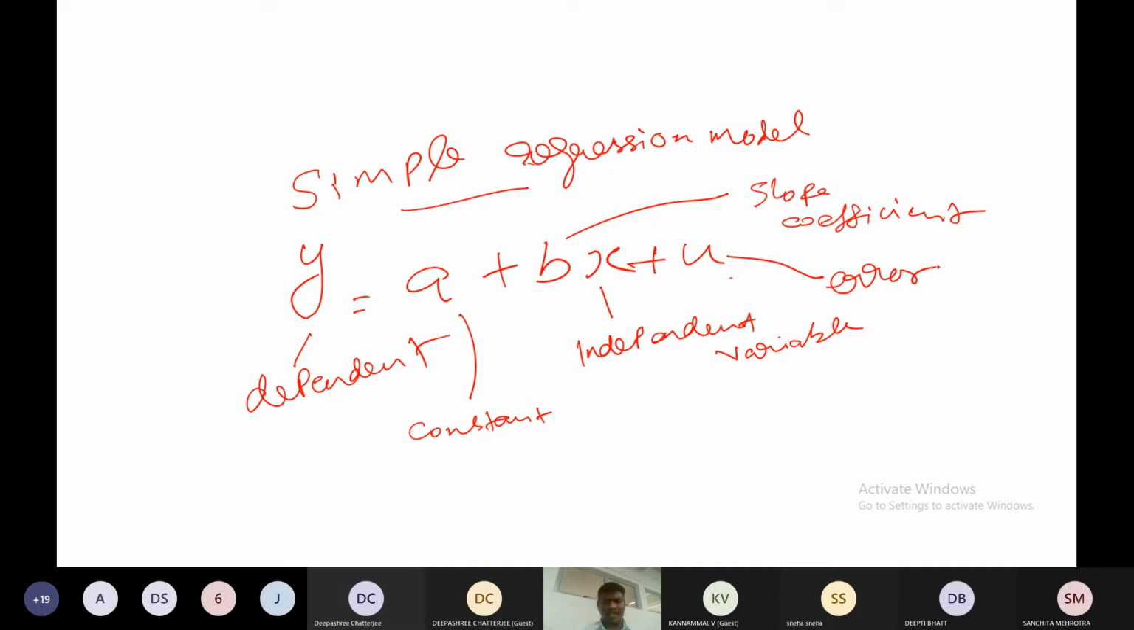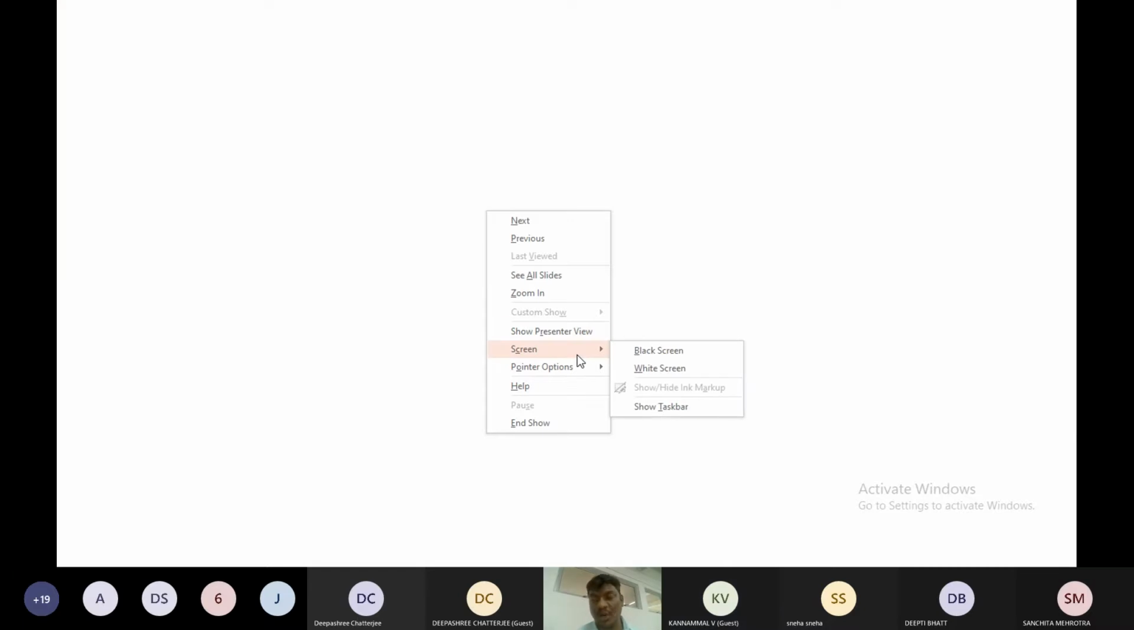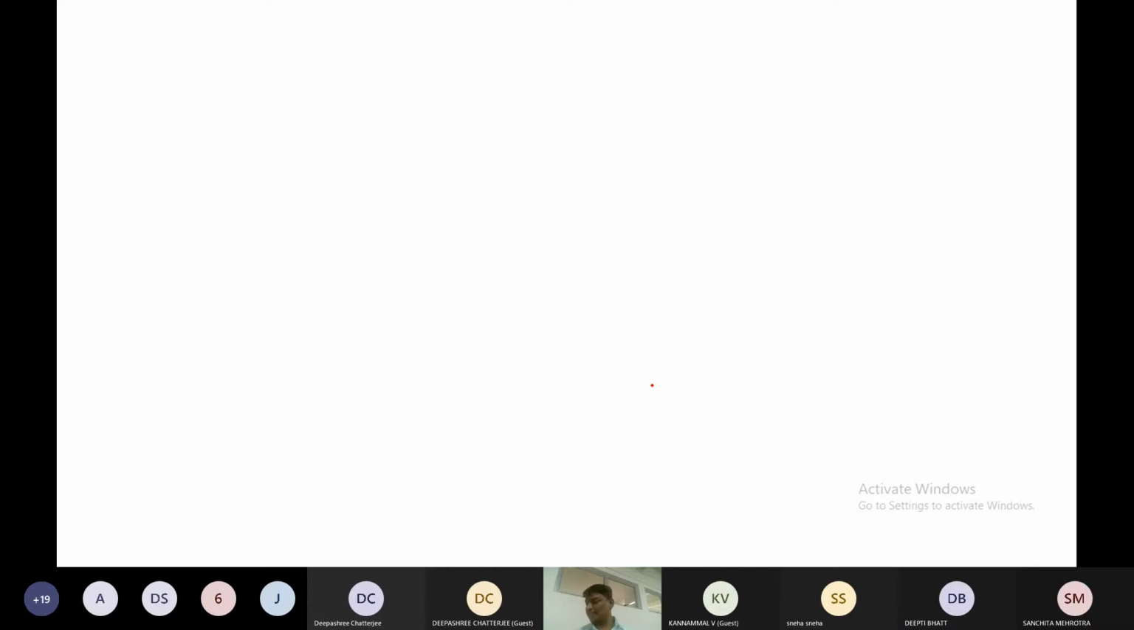No, sir. It is influenced by many other factors. So those factors have to be taken into account, and they will be taken into account in terms of the error component. So, very important: Y is equal to a plus bX plus u. So u is representing the error component.